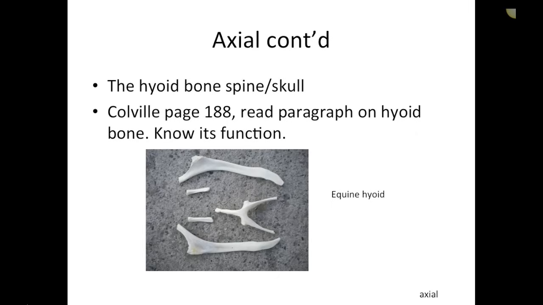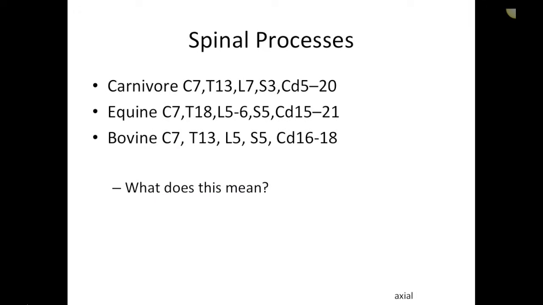All right, carrying on with the axial skeleton. So this is another little one. It's not so much one bone. It's called the hyoid apparatus, and I'd like you to get to know what it's all about. You can read it up in your textbook. And then we're going to move on to spinal processes.